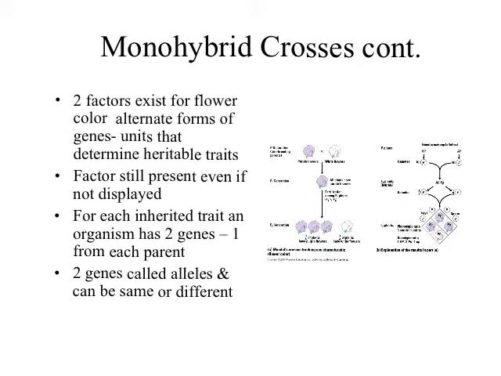All right, so these genes, even if they're not displayed, they're still present, they're still seen, because we can get that white flower back in our F2 generation. So for each inherited trait, an organism is going to have 2 genes, one from each parent, right? And in these genes, we have different alternative forms, or what we call alleles. All right, so this is important to know. And you can either have the same allele for the genes or different alleles for the genes. So let me explain a little further.